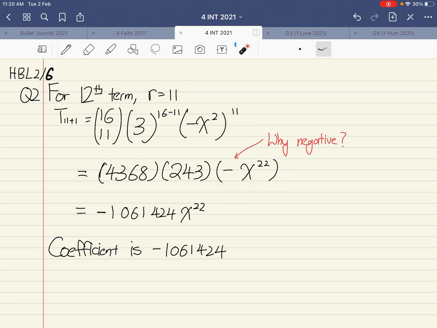So using your calculator, 4368 multiplied by 243, then multiplied by this negative here, will give me negative 1061424 times x to the power of 22. Once again, what they're asking you for is the coefficient. So the coefficient is the number before the x term. So the coefficient here is negative 1061424.